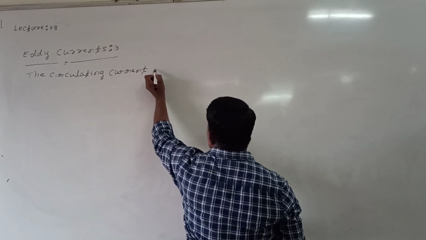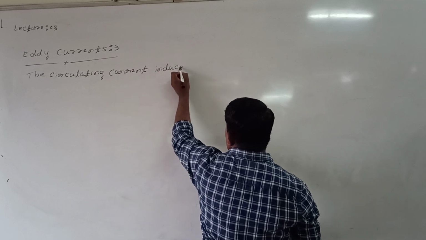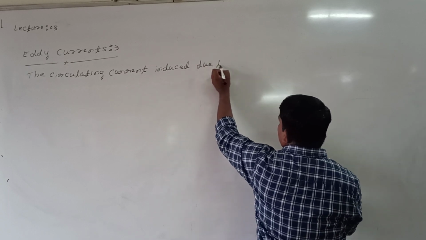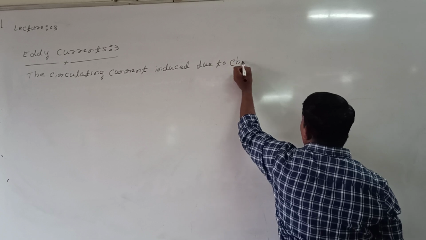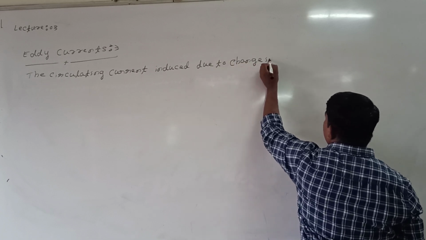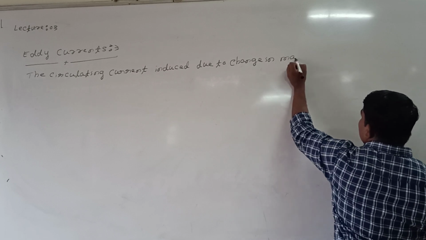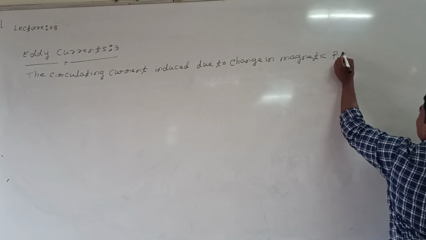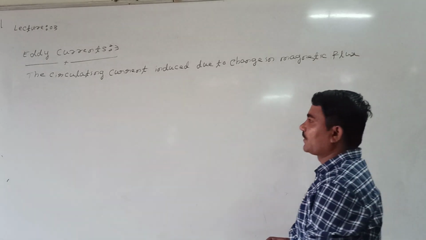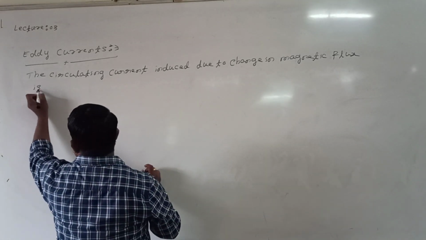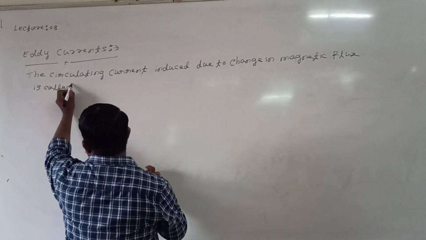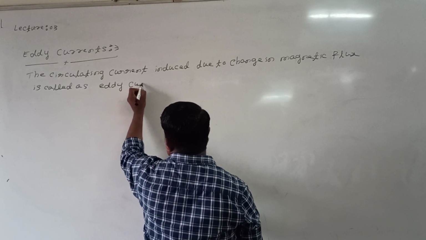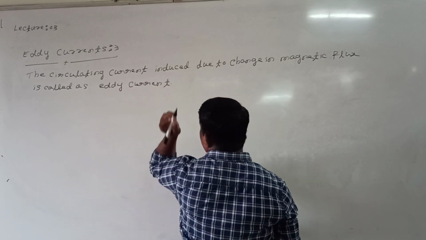Circulating current induced due to change in magnetic flux. Due to change in magnetic flux is called as eddy current. Is called as eddy current.